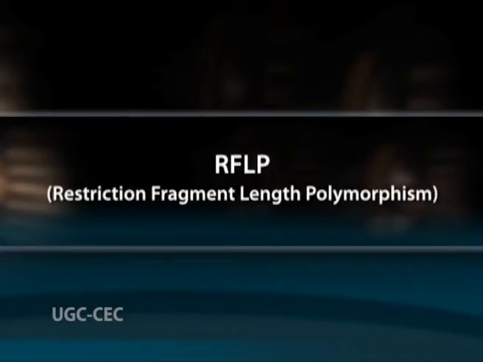RFLP or restriction fragment length polymorphism. Restriction fragment length polymorphism was invented in 1984 by Alec Jeffreys, a technique that exploits variations in homologous DNA sequences. In RFLP analysis, the DNA sample is broken into fragments and digested by specific restriction endonucleases, and the resulting restriction fragments are separated by gel electrophoresis.